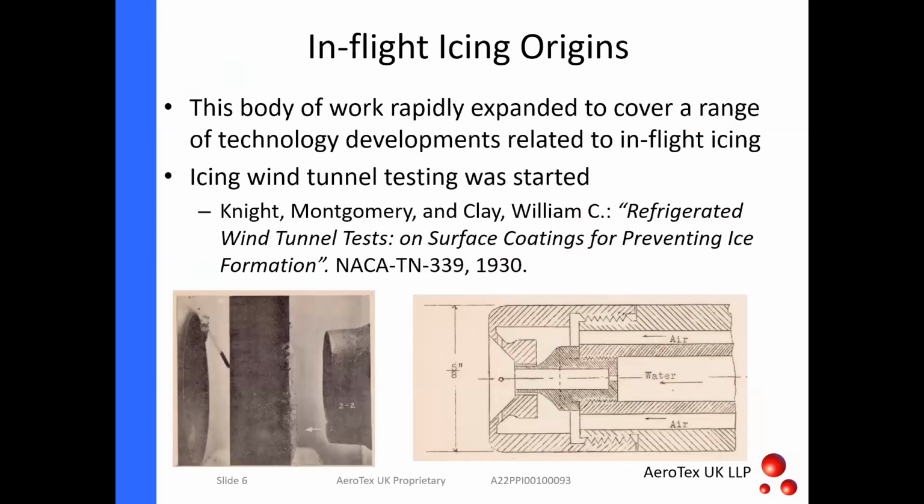So this expanded quite rapidly. By the 1930s, they were already doing icing wind tunnel testing, and they appreciated that you can't just pour water in there, and they devised these nozzles which create the droplet sprays that are required to recreate the atmospheric conditions. And these NACA nozzles are still very much in use today, with slight variations on them, but they're still being used in today's systems.